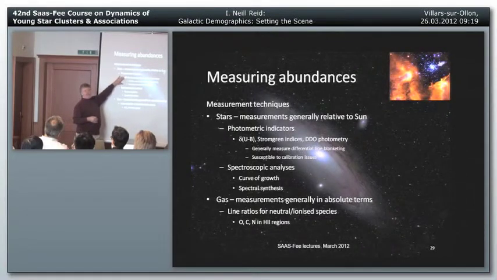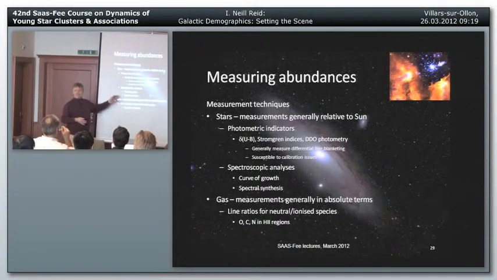This is something you can do easily for lots of stars. It's also something that's liable to be subject to systematic errors. We'll talk a bit about that later. A better way of getting abundances is from spectroscopic analysis, where you do things line by line. Curve of growth measurements was the old-fashioned way. Spectral synthesis is how you do it nowadays.